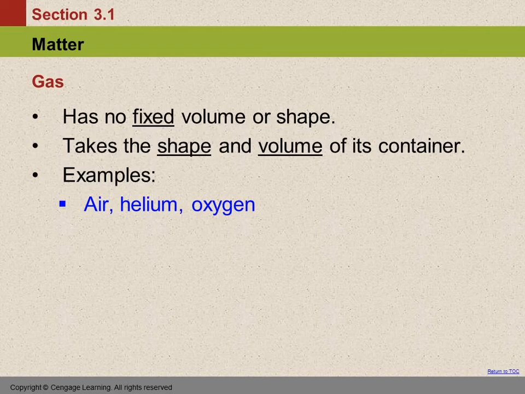Okay, so a 4-year-old in the corner passes gas, right? Does it stay over there? No, it spreads out and fills up the whole room. Now, it smells more strongly when it's concentrated, but something that's really potent smelling will eventually permeate the entire room. And we can tell, oh yeah, it got all the way over there, even though he was sitting over here when it happened, right? So the gas will fill the whole room. They take on the shape of the container and the volume. So air, helium, oxygen, those sorts of things are gases.